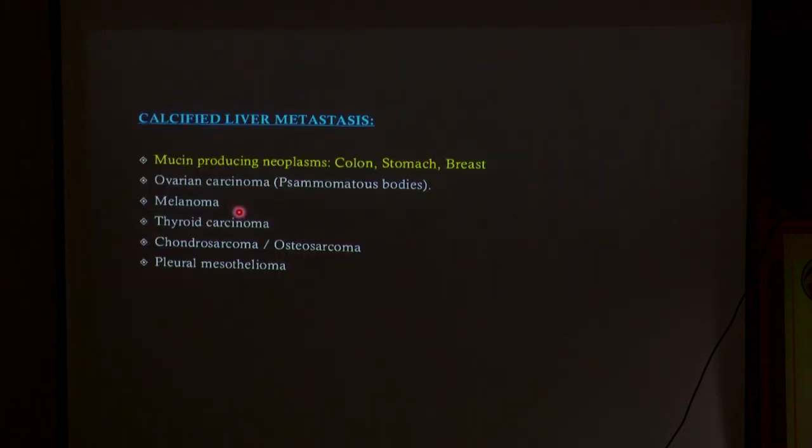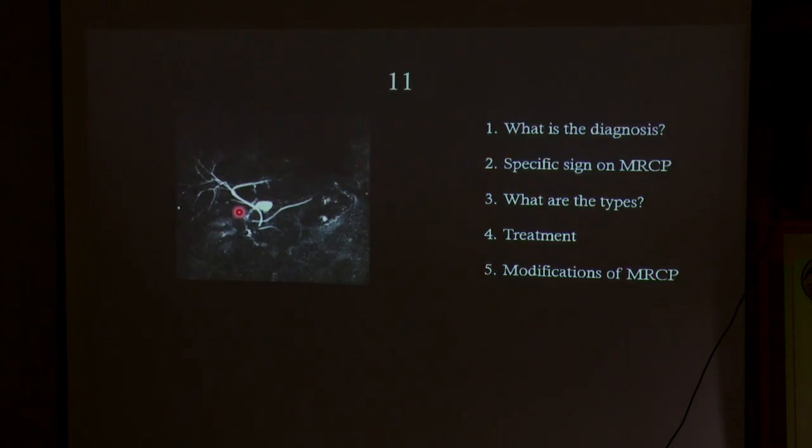So what are the other primaries? It is most commonly seen in mucin producing neoplasms from the GI tract, colon, stomach, as well as breast. May also be seen in ovarian carcinoma with deposition of psammomatous bodies, and melanoma, thyroid carcinoma, chondrosarcoma or osteosarcoma, and pleural mesothelioma. So that was calcified liver metastasis.